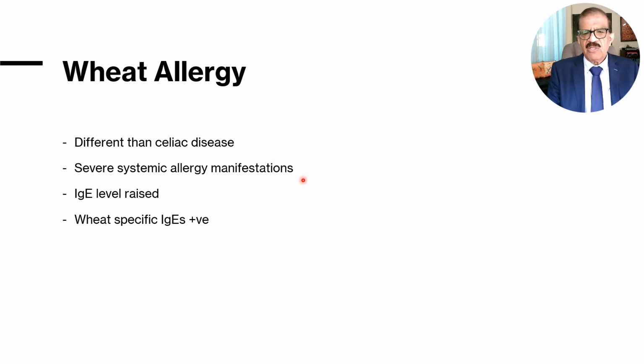In these patients, since this is IgE mediated, the patient would have elevated IgE levels, and now we have allergen-specific IgEs, and you will be able to find a specific IgE against wheat proteins. So this is a kind of allergy, like we have allergy to nuts, we can have allergy to wheat, and this is very, very different from celiac disease. The only thing common is that this is also caused by wheat.